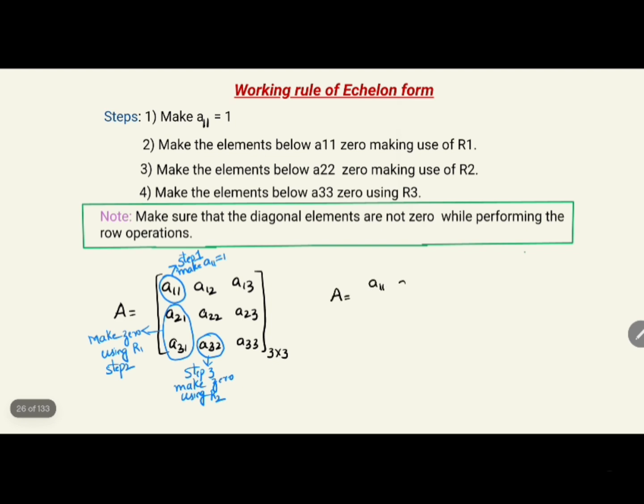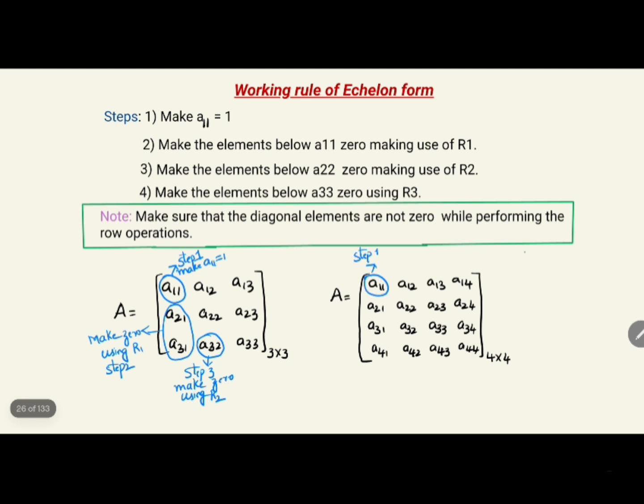A is equal to A11, A12, A13, A14, A21, A22, A23, A24, A31, and so on. So this is a 4 by 4 matrix. Now, what is the first step? First step is I should make A11 equal to 1. So I will write down here. So this is step 1.